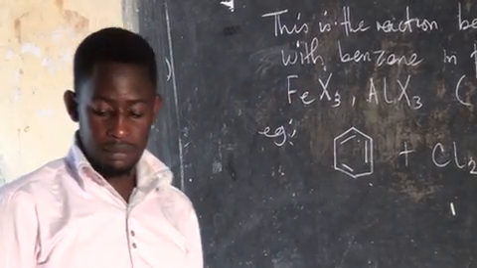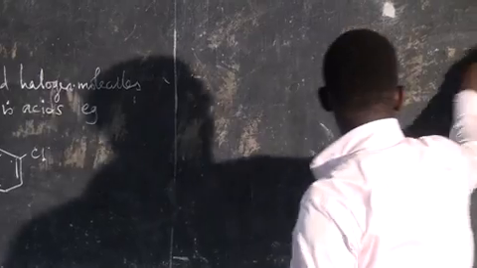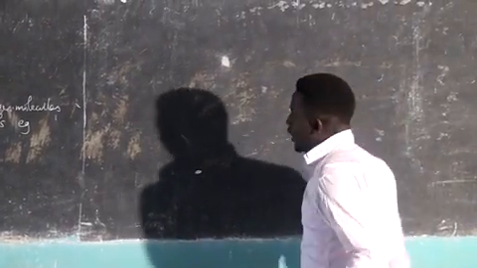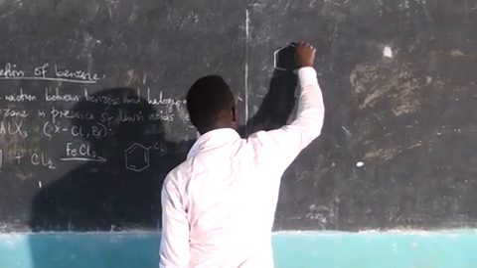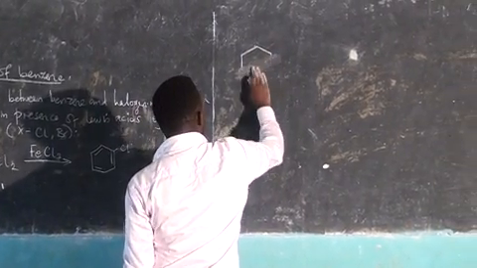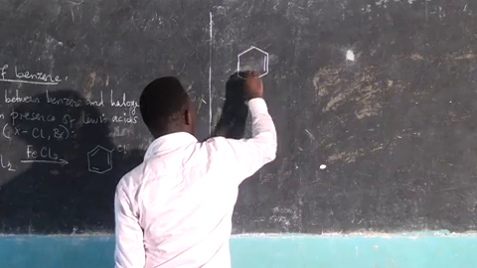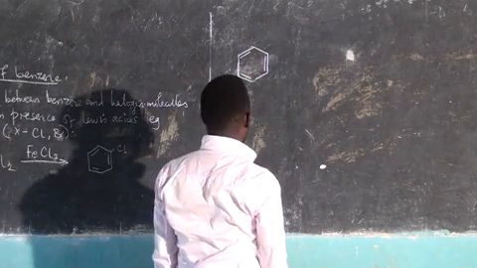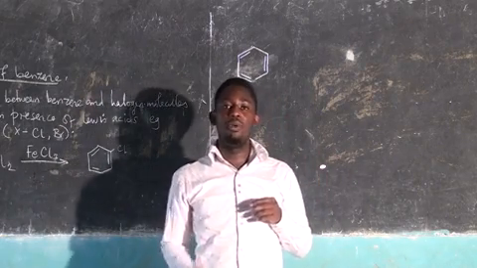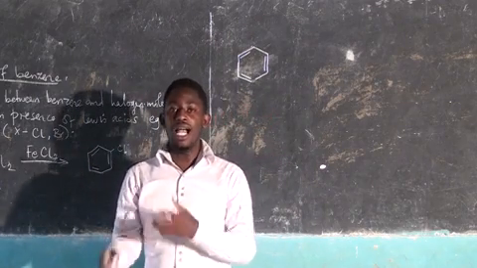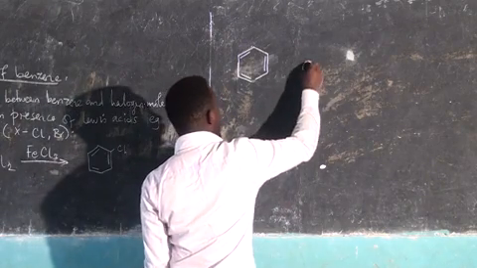Can we look at the mechanism of that reaction? Let us look at the mechanism of that reaction. We are going to have our benzene ring. So this is our benzene ring. So I'm going to bring my chlorine. But remember, a chlorine molecule is made up of chlorine atoms, there are two. It is a diatomic molecule, and they share a covalent bond.